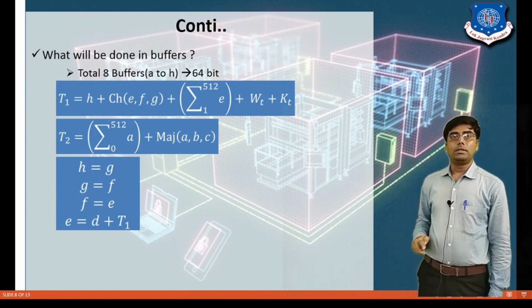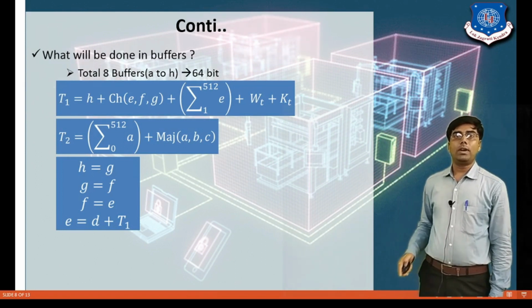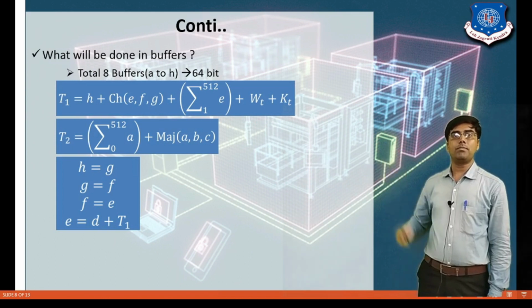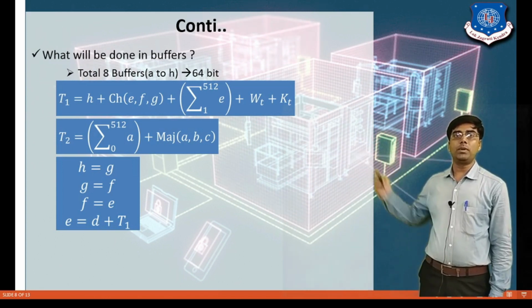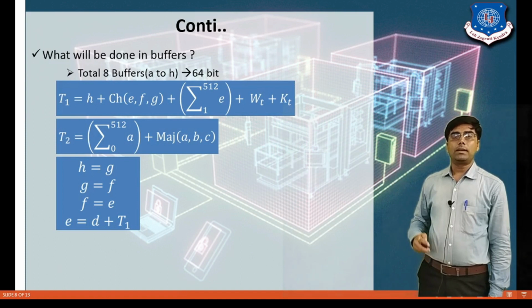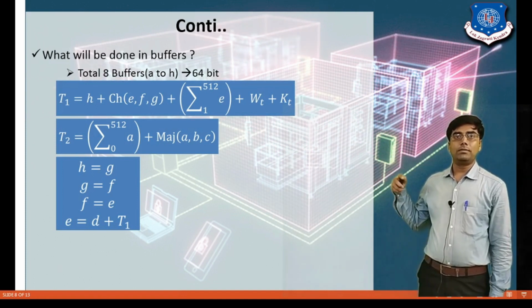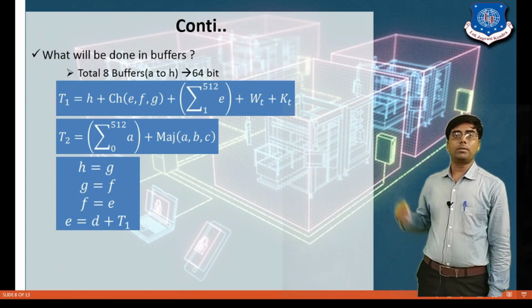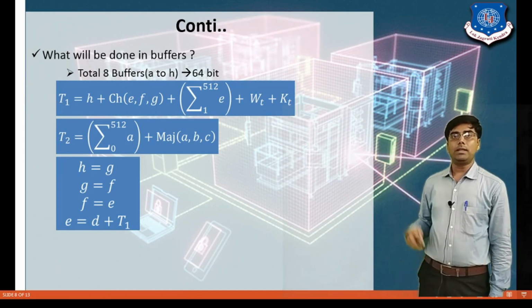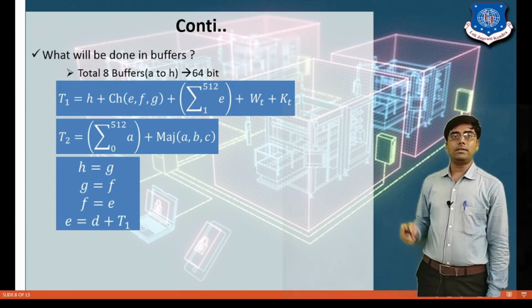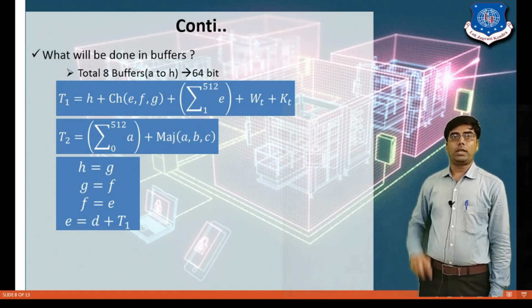Then the next, sigma 1 512 E, is represented as a buffer. The next input is WT. WT represents the word, which we are generating from the plain text message. And plus KT represents the constant. So that is the input given to T1.